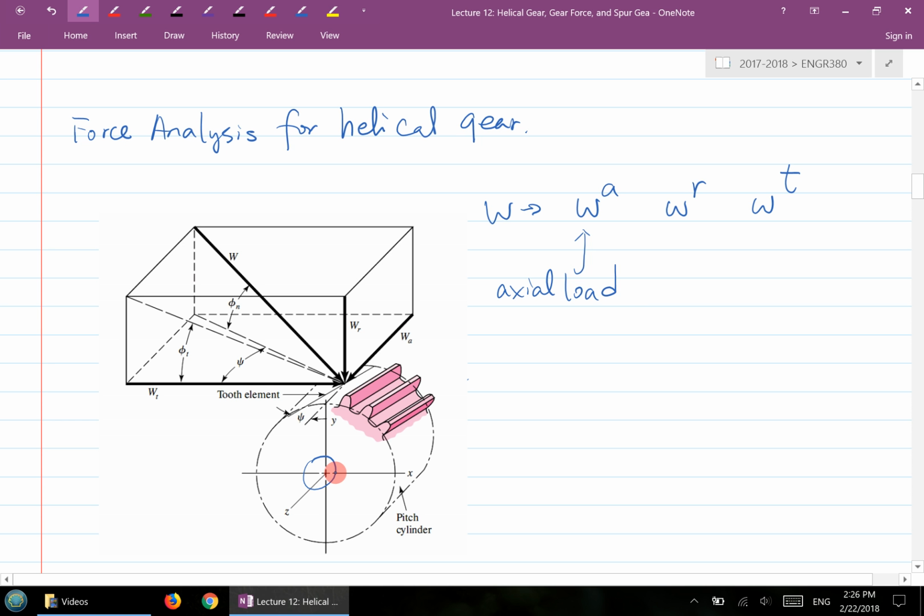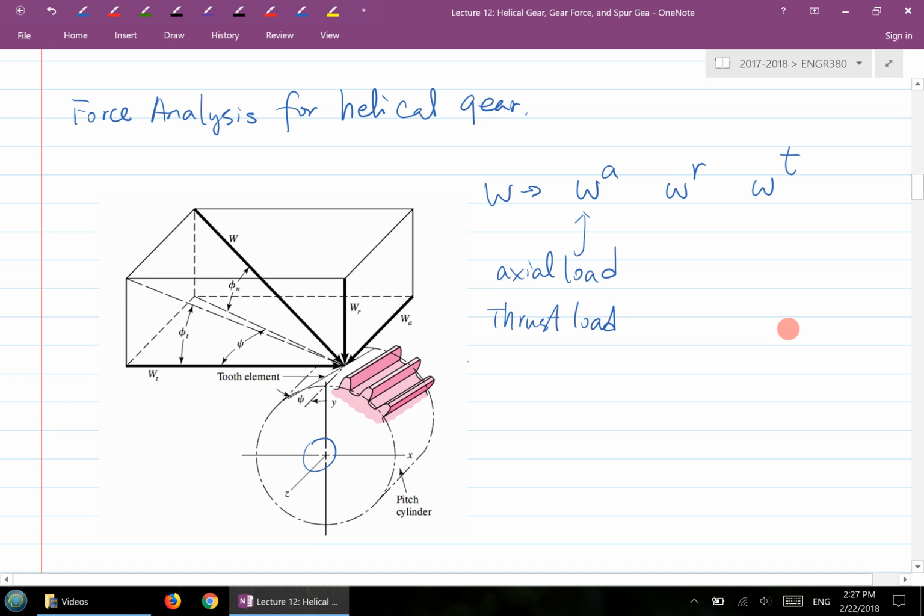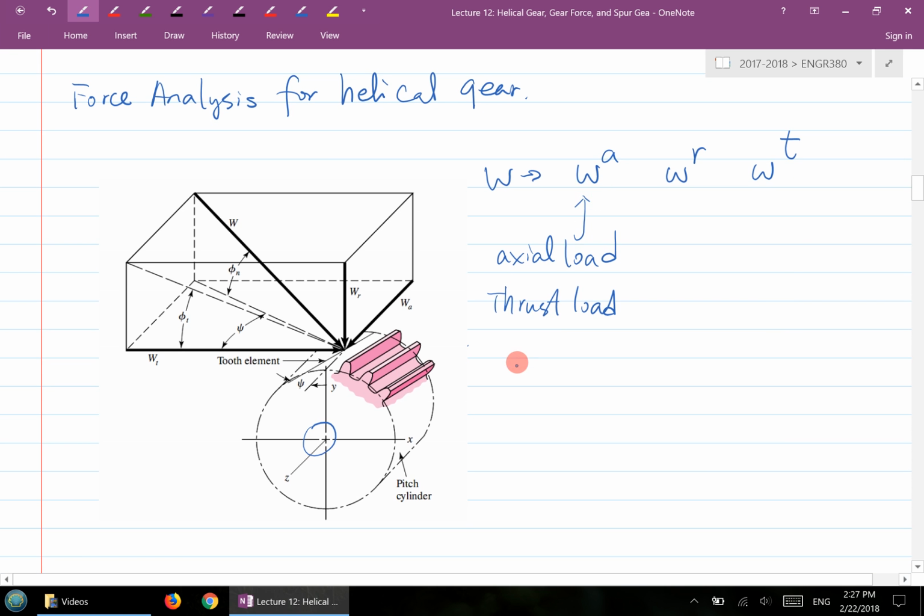As we learned with the bearing, if you have an axial load, and sometimes we also call it thrust load, that load has to be taken by the bearing. Then the bearing has to be able to take a certain number of thrust loads. So you need a thrust type of bearing to take the load, essentially. That's the fundamental difference in terms of force analysis between the helical gear and spur gear.